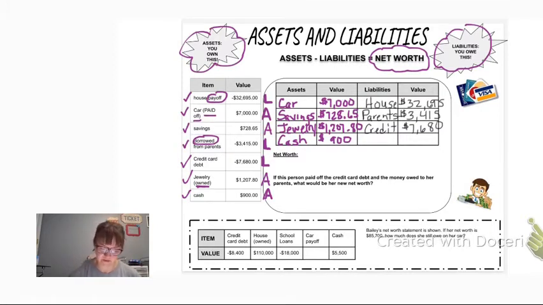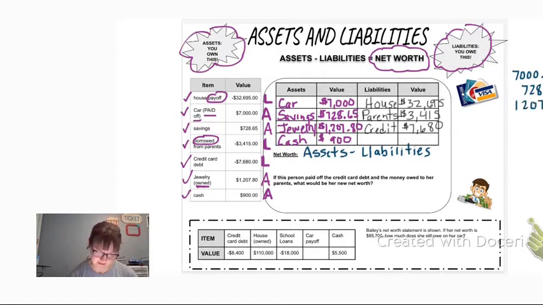So to get our net worth is always your assets minus your liabilities. So we're going to add up our assets first. So we had $7,000, $728.65. I'm just looking at my list of assets. $1,207.80, and then $900. So we're going to add all that up.